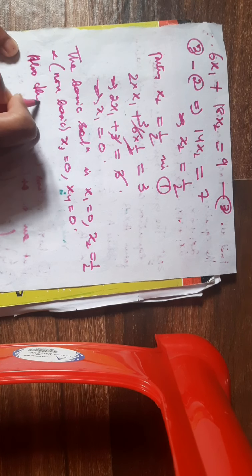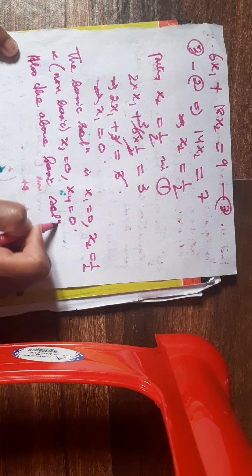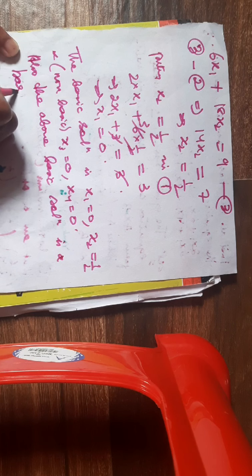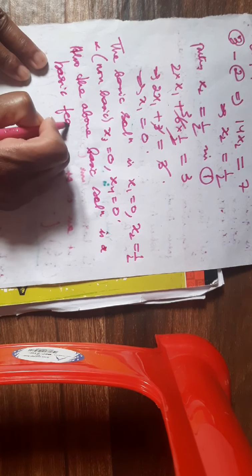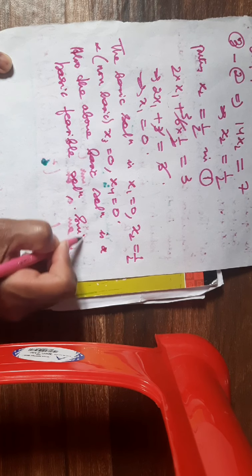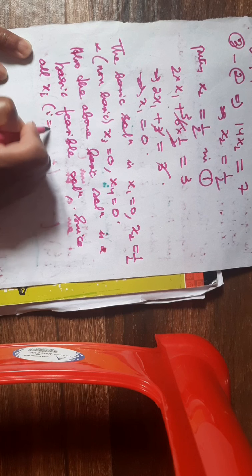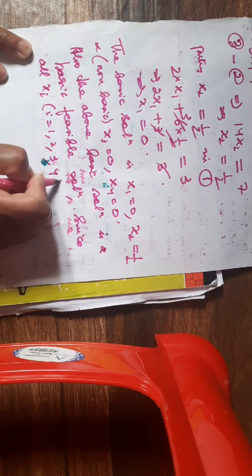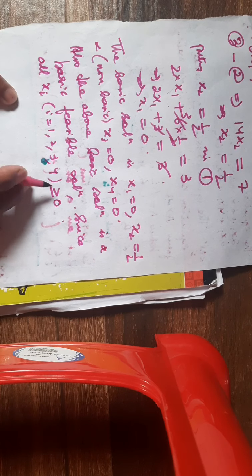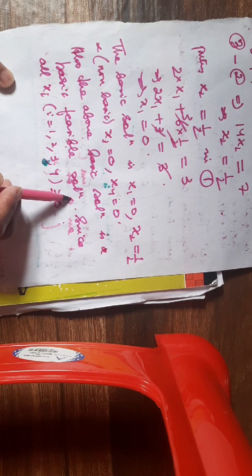Also, the above basic solution is a basic feasible solution, since all xi, i varies from 1, 2, 3 up to 4, that is x1, x2, x3, x4 are greater than or equal to 0. So since none of them is negative, it will also be a basic feasible solution.